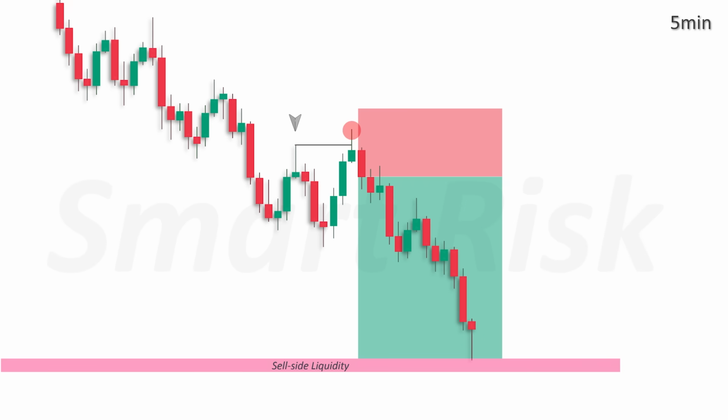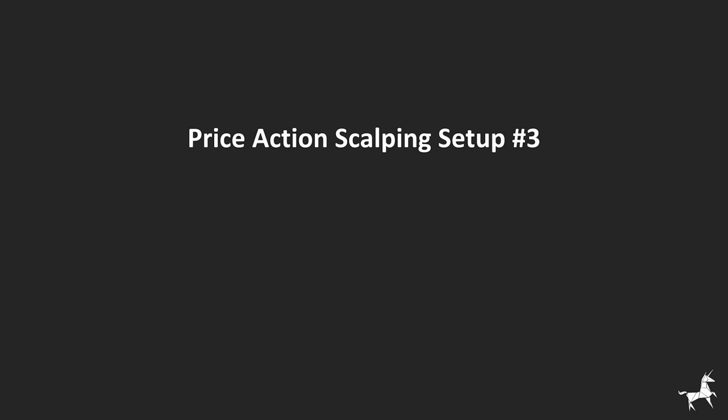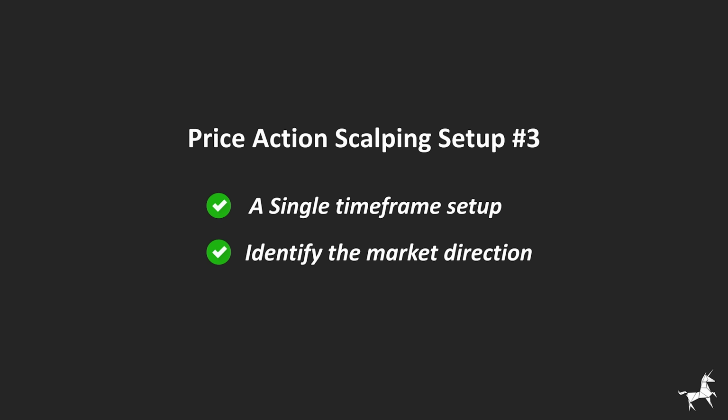This way you trade with a clear plan. Now let's continue with the final scalping strategy, which is fully based on price action. This strategy uses one time frame, and it can be any you choose. In the first step, we identify the market direction and decide whether to buy or sell. Trading in the same direction as the main trend increases our confidence and success rate.